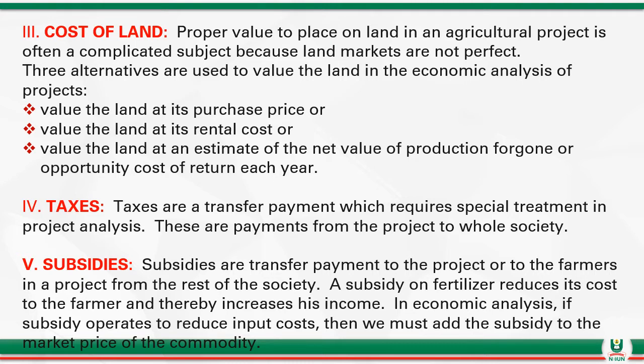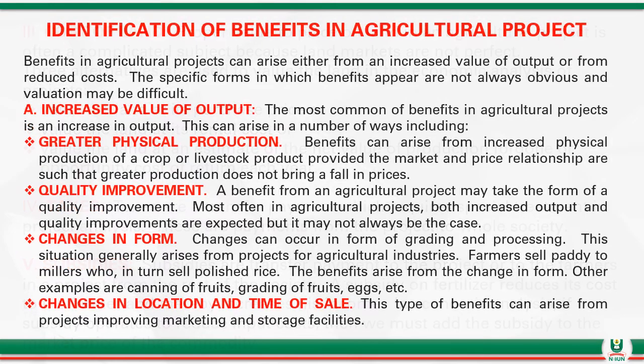So in economic analysis, if subsidies operate to reduce input costs, then we must add the subsidy to the market price of the commodity. So even when the government might subsidize it, you are expected to use the full price. When you are calculating your input cost, the fertilizer is 5,000, not 2,500, because that is the original amount sold in the market. So you must calculate it that way.